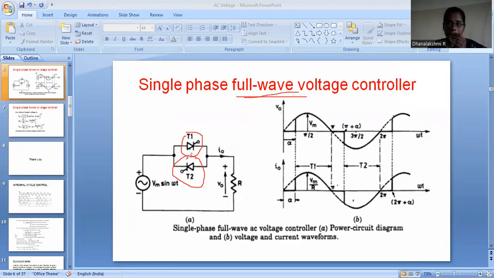But for the full wave AC voltage controller, we're going to have two thyristors connected back to back. So the difference between half wave and full wave is that in half wave it is a thyristor and diode combination connected anti-parallelly, but in a full wave AC voltage controller we have two thyristors connected back to back, or anti-parallelly. So the idea here is to control both half cycles, whereas in the half wave AC voltage controller we can control only the positive half cycle, and not the negative half cycle.